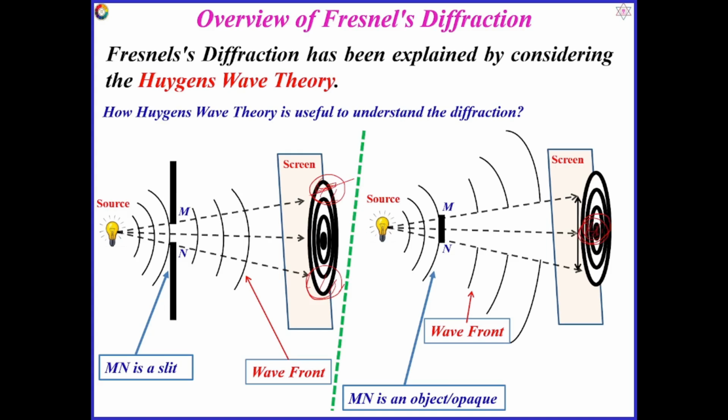That means here also interference happens. That means due to these secondary sources, light will travel to this shadow region, due to which we can get this type of fringes. Okay, now we are going to go for the Fresnel's assumptions.